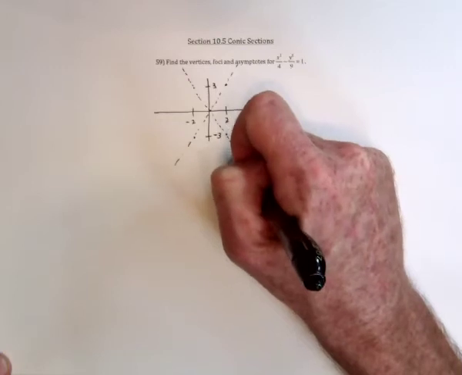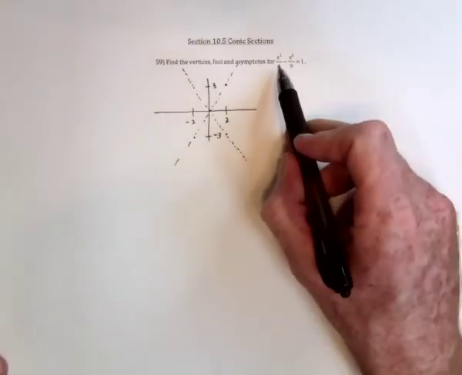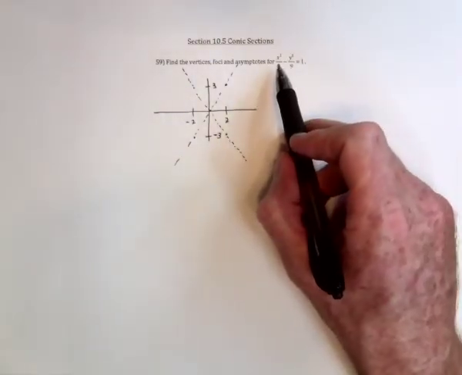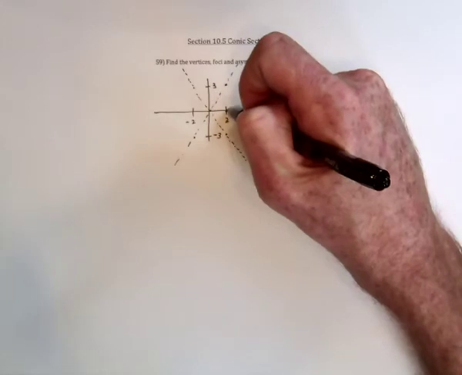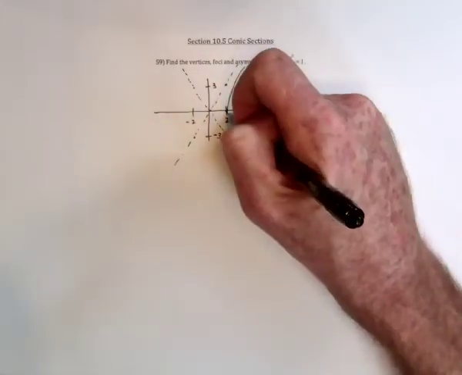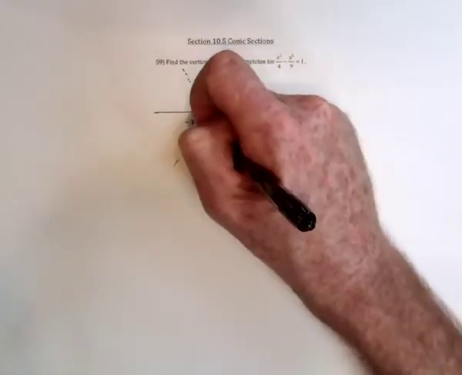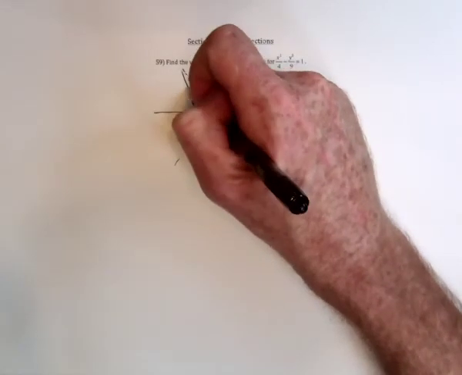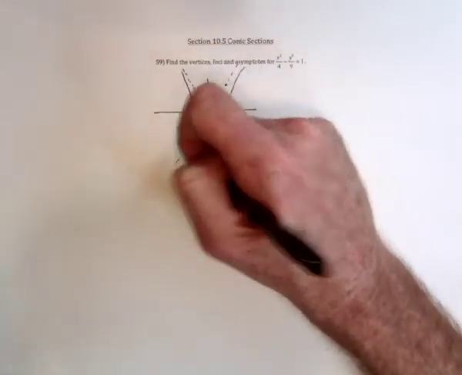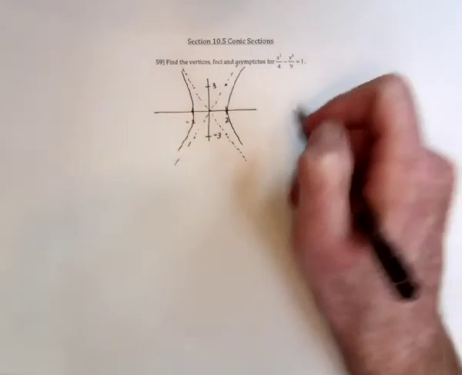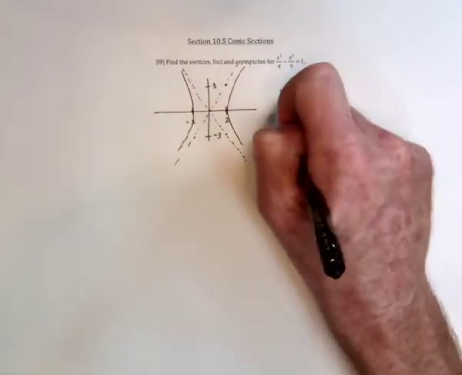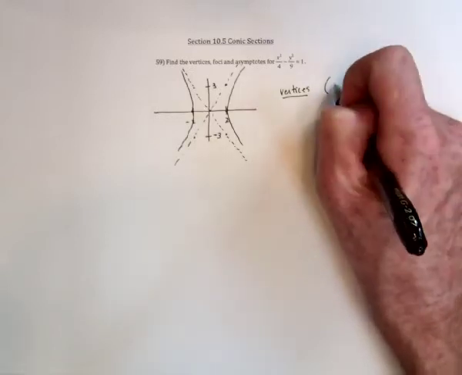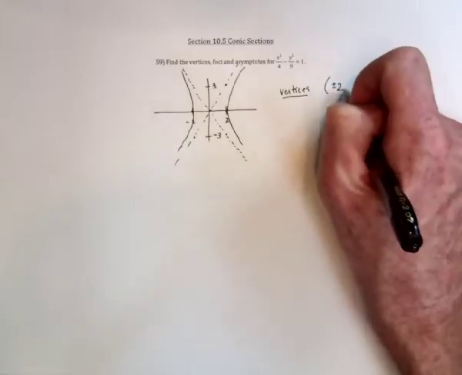And then, because the x squared term is positive in this equation, that means it's on the x-axis, so it's going to hit right here, which is actually one of the vertices, and then go out to the asymptotes, and it'll hit right here, which is the other vertex. So we've got the vertices. They are at positive or negative 2 and 0.